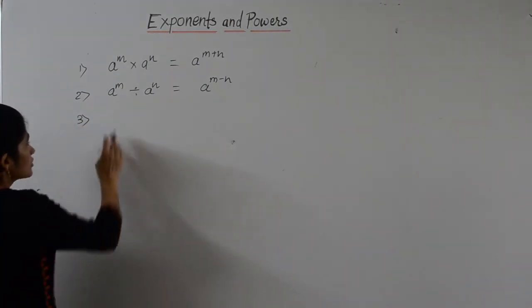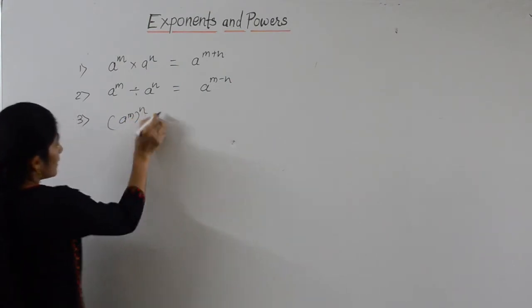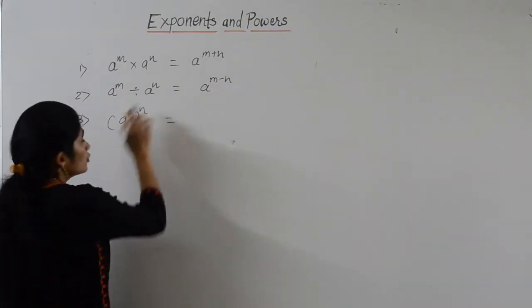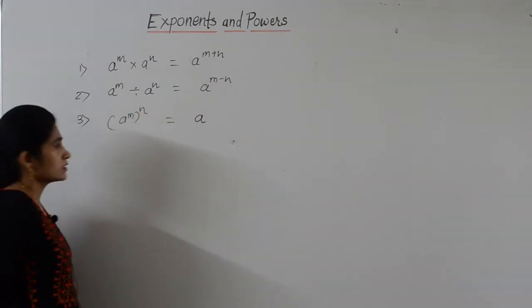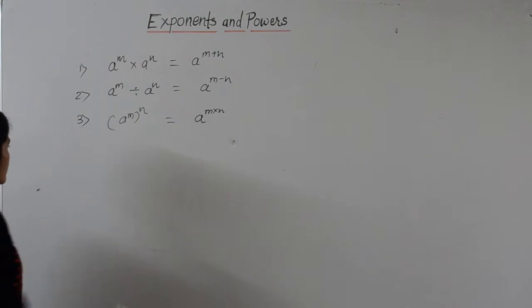Third law is called power law. A to the power m to the power n. So here we have only one base and two exponents. So we have to keep base as it is and we have to multiply the exponents. Means a to the power m into n.